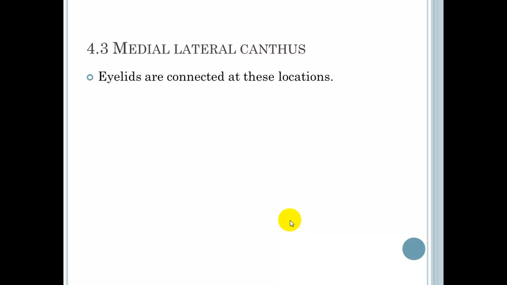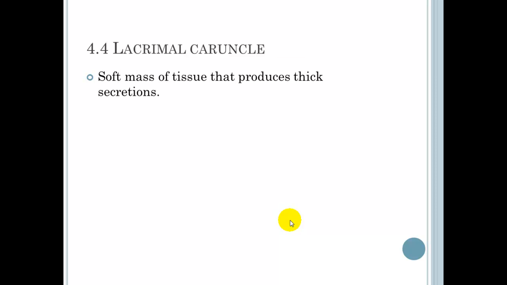Medial and lateral canthus, this is where eyelids are connected at these locations. And 4.4 is a lacrimal caruncle, soft mass of tissue that produces thick secretions, and this is why you get matter in your eyes in the morning whenever you wake up.